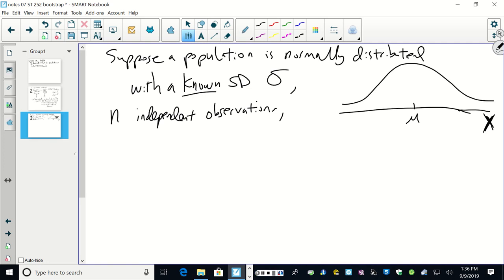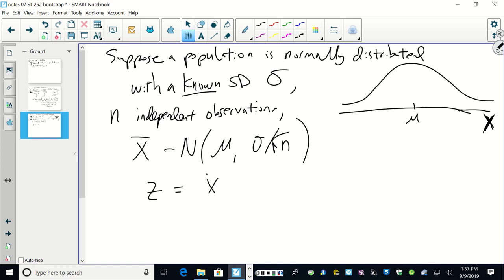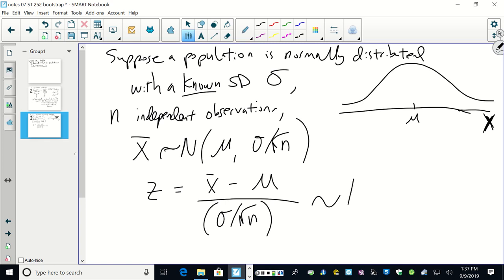Then it turns out that the sample average x bar also is normally distributed. It's distributed as a normal, centered at mu, and the standard deviation is sigma over the square root of n. So it gets more precise. And if we let z be a standardized version, z-scored, subtract the mean, divide by this standard deviation of x bar, or standard error, this tilde is shorthand in the statistical probability literature for distributed as, and z has a standard normal distribution.